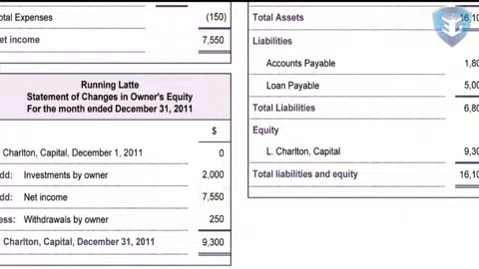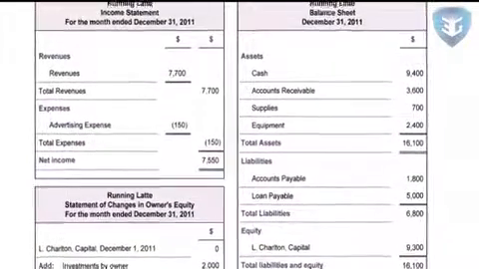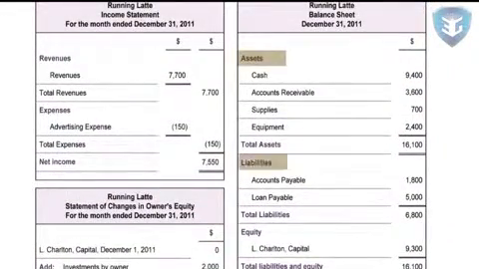This statement identifies the movements in equity over a period of time, including investments and withdrawals by the owners of the business. Again, notice the ending balance of capital from the statement of changes in equity is reported in the equity section of the balance sheet. The balance sheet is like the accounting equation and presents the balance of the assets, liabilities and equity of the business at a specific point in time.